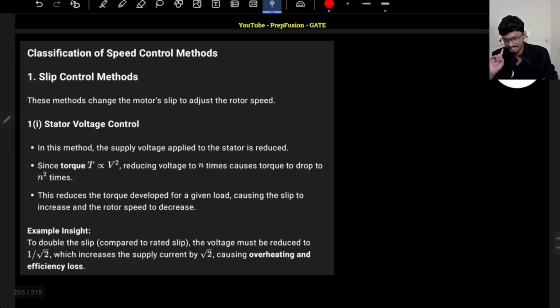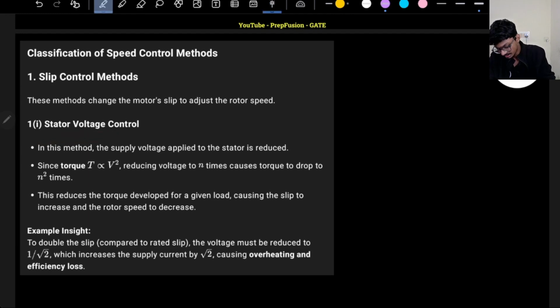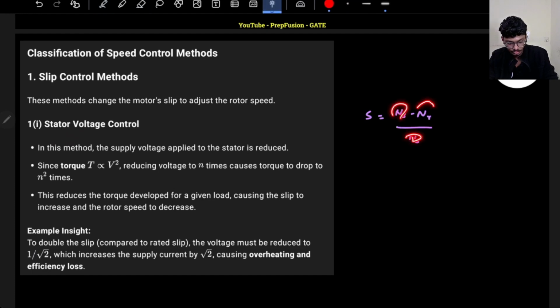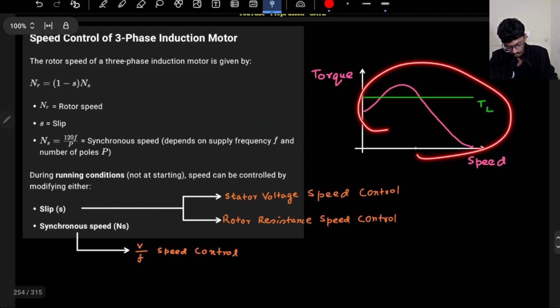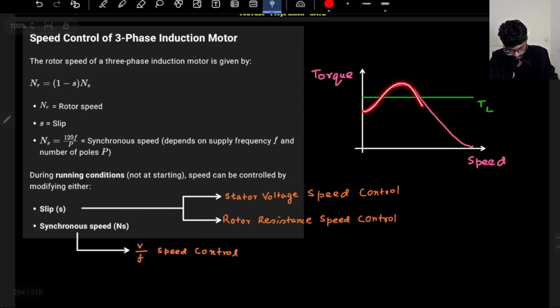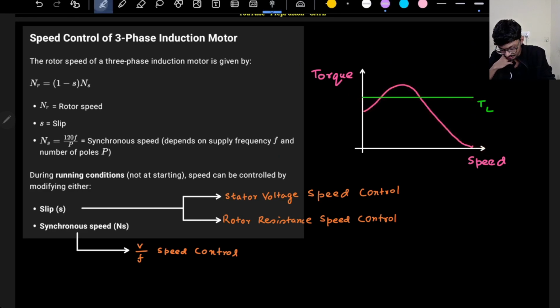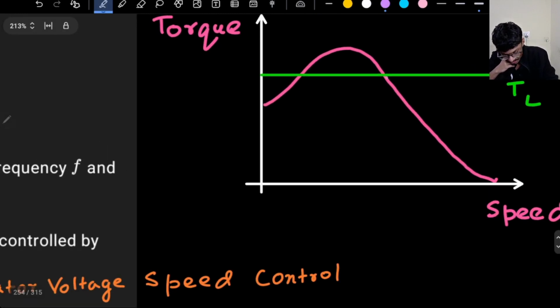So you want to change the slip. How can you change the slip? What is slip equal to? Slip is simply ns minus nr divided by ns. Keeping ns constant, only nr can vary. So basically I want to vary the nr, right? What we will do is change the developed torque, because if you remember, this is the graph, the torque speed characteristics of my motor, and this is the load torque, which is always constant. Let's say this is my operating point. I am currently operating at this point.